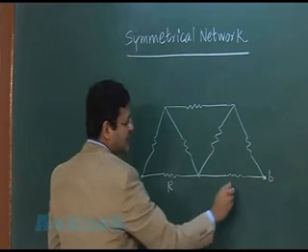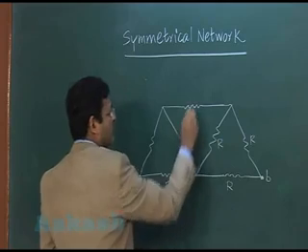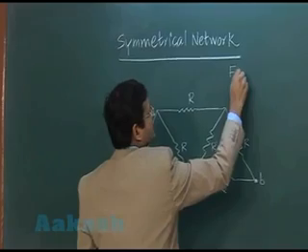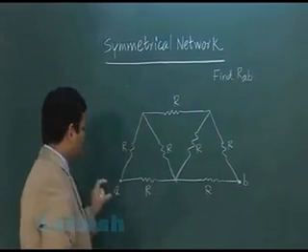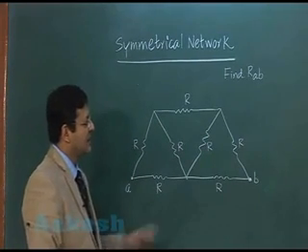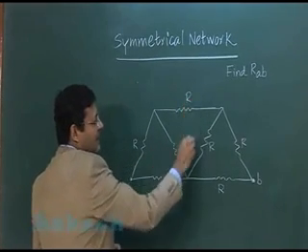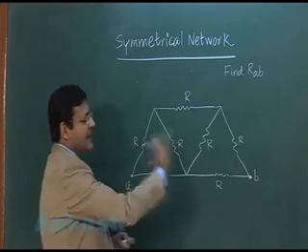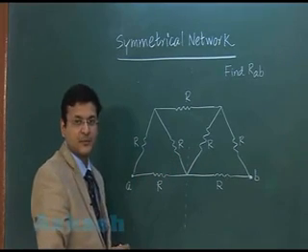Assume that all the resistors are same R, and here you have to find the equivalent resistance between point A and point B. This kind of network we are calling symmetrical network, because if you draw a vertical line from this place, then the left side and right side of this network maintain a similar kind of situation.